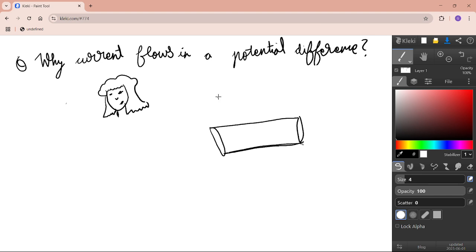So, anyways, we have a glass rod that was rubbed with silk, and this man, Benjamin Franklin, noticed that if you touch this with your fingers, then you get a shock.